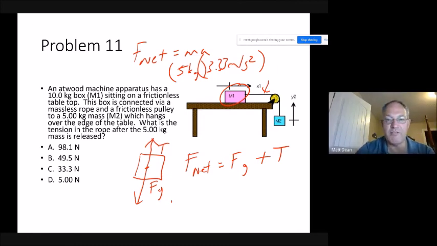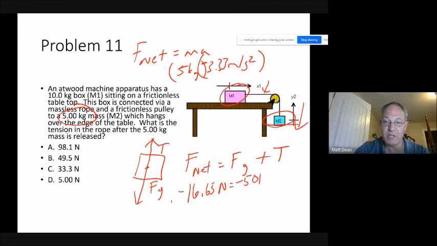So we end up with a net force of, let's just write it in here, 16.65. And we know that's downward. So that's negative 16.65. I should have had a negative right there because this box is going to be falling down. That's equal to the force of gravity. Well, the force of gravity acting on this box is its weight. Its weight is its mass, 5, times the acceleration due to gravity, negative 10 meters per second squared. So this is negative 50 newtons plus T.